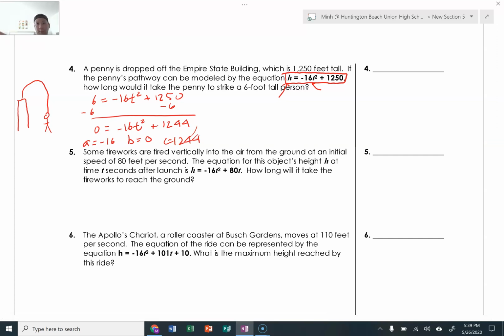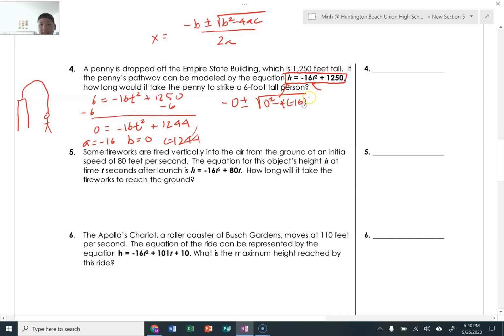Now, we're going to put it back in. We spoke that the quadratic formula was x is equal to negative b plus minus radical b squared minus 4ac over 2a. And we're going to plug that in. So that's going to be negative 0 plus minus radical 0 squared minus 4 times negative 16, and my c is going to be 1,244, over 2 times negative 16.